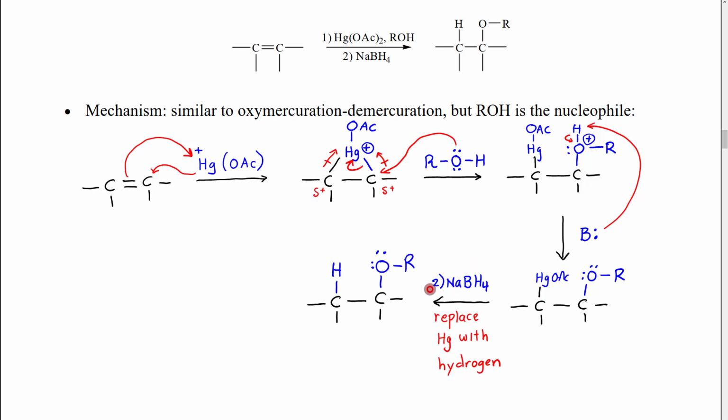So, in a second step, we add sodium borohydride, which replaces the mercury with hydrogen. We will not be giving the mechanism for this. It is a free radical mechanism. We do not need to know that. You just need to know that it replaces mercury with hydrogen, and that gives us our final product.